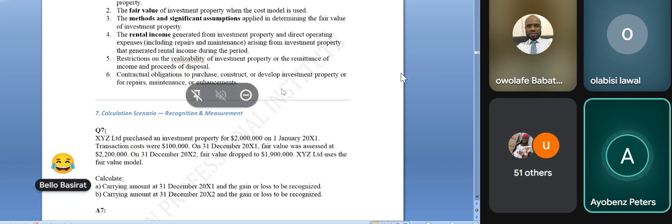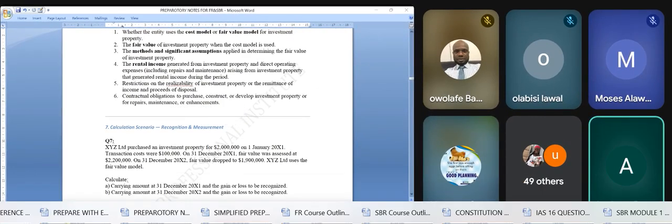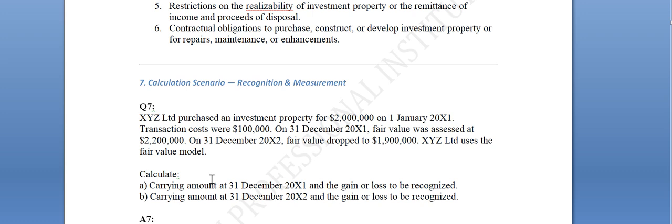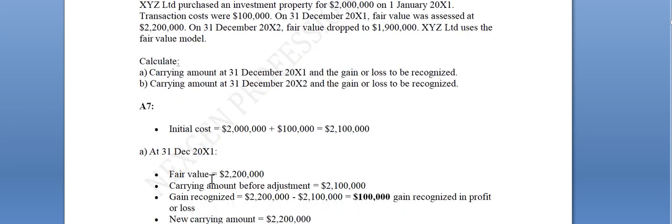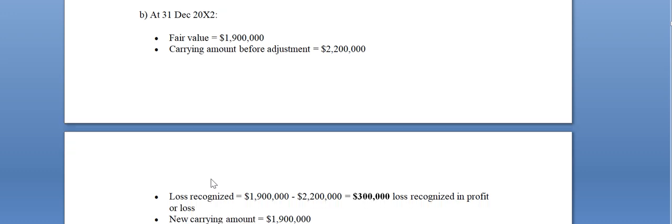So that is that for that. Since you understand it, let's go ahead, because I know my students are not dull. They are doing well. So these are the answers, very, very simple, at the end of year 2. Just like what they have explained, we now have 200,000 as loss recognized in profit or loss, and the carrying amount is 1.9 million. It's as simple as that.